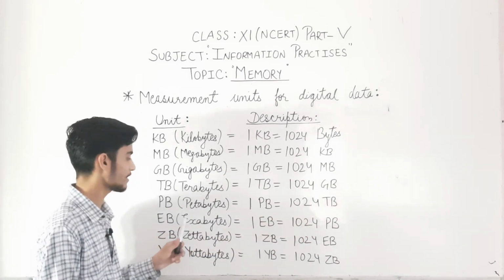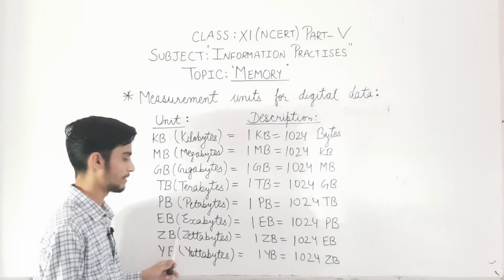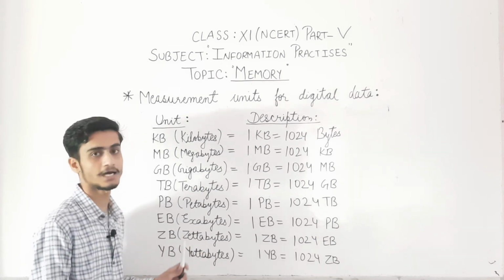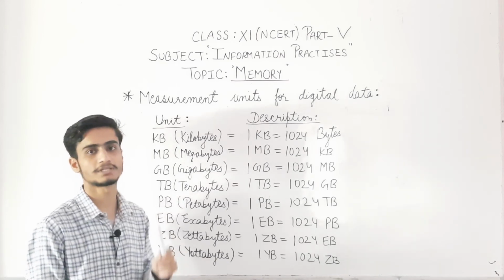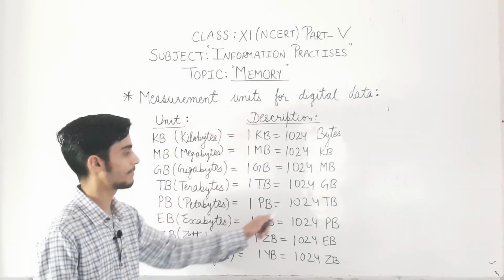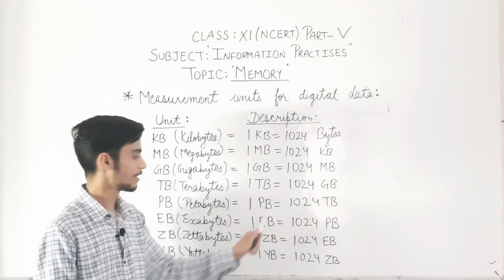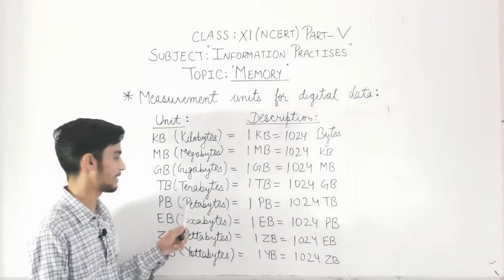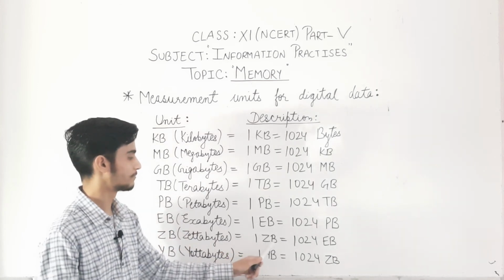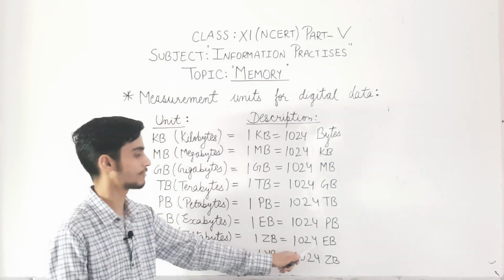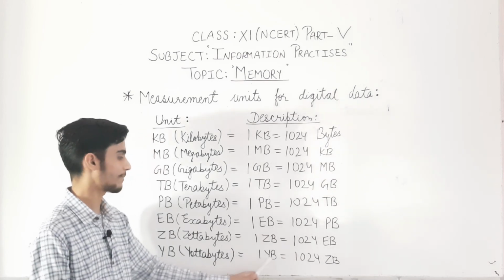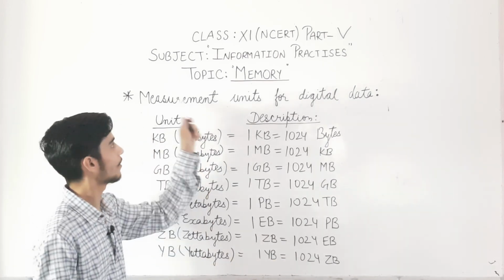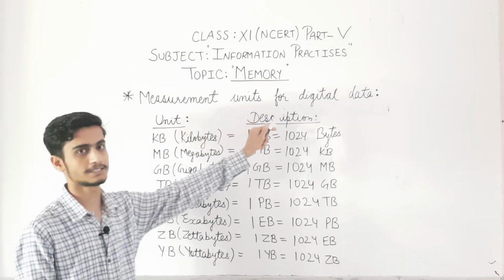What does EB mean? Exabyte. ZB, zettabyte. YB, yottabyte. YB is the highest capacity for storing data and instructions. So 1 EB equals 1024 PB, 1 ZB equals 1024 EB, and 1 yottabyte equals 1024 zettabytes. These are all the measurement units of digital data.